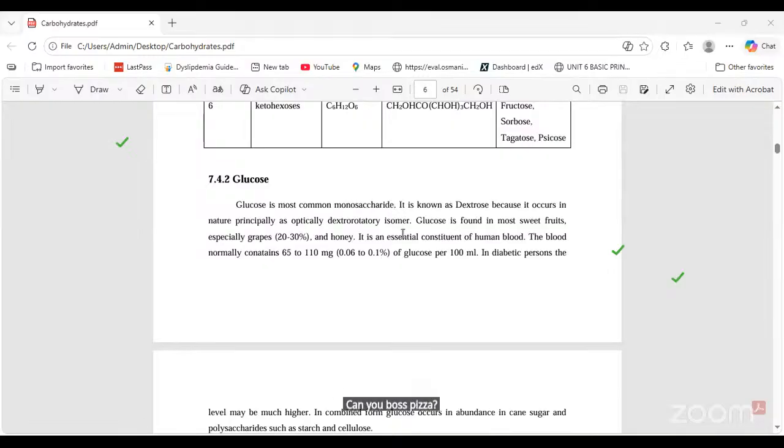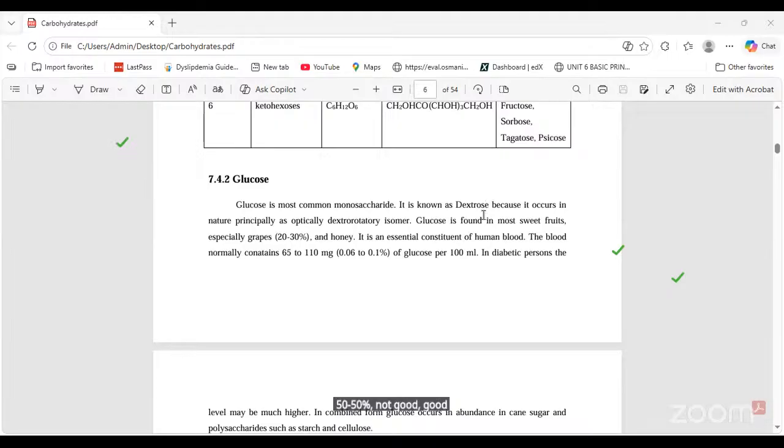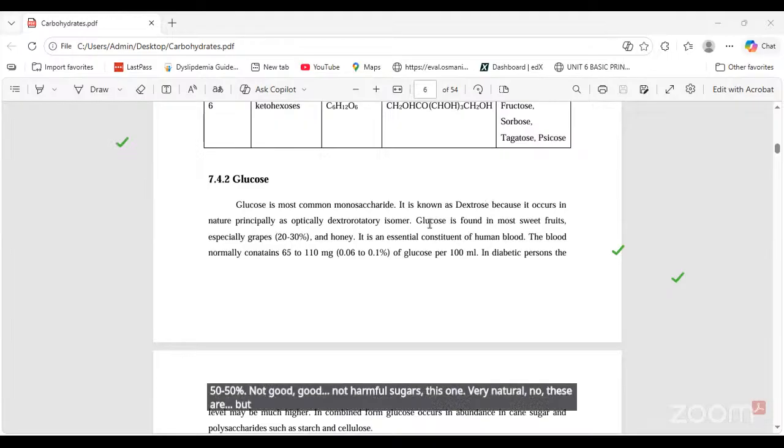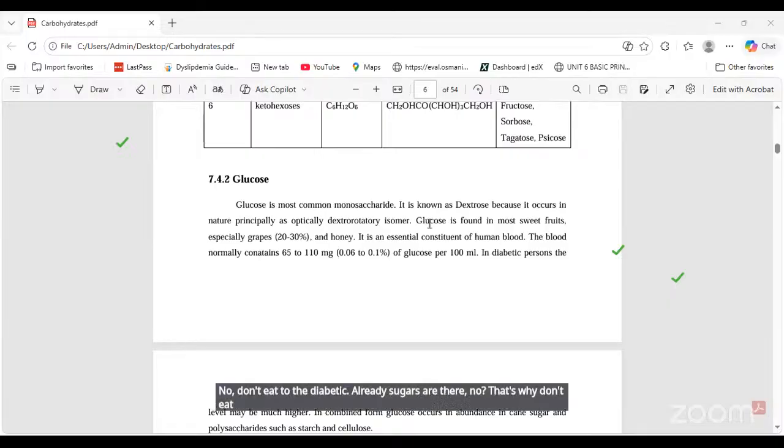These are natural sugars, girls, natural sugars but not harmful. 50-50%, not good, not harmful sugars. This one is very natural. But don't eat them if you are diabetic. Already sugars are there, no? That's why don't eat only in diabetics.